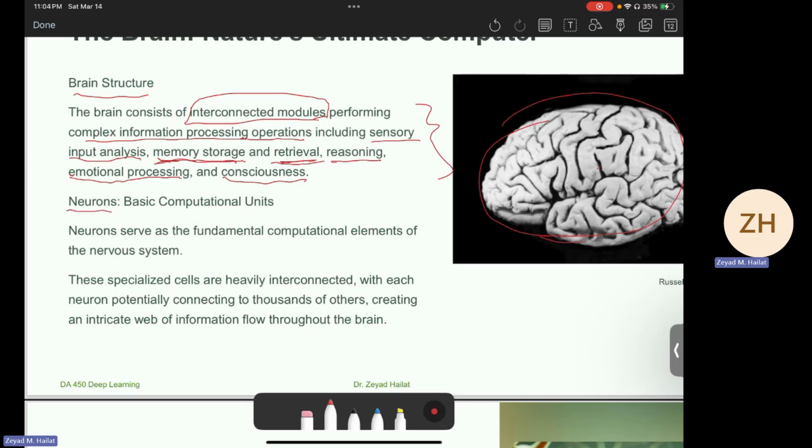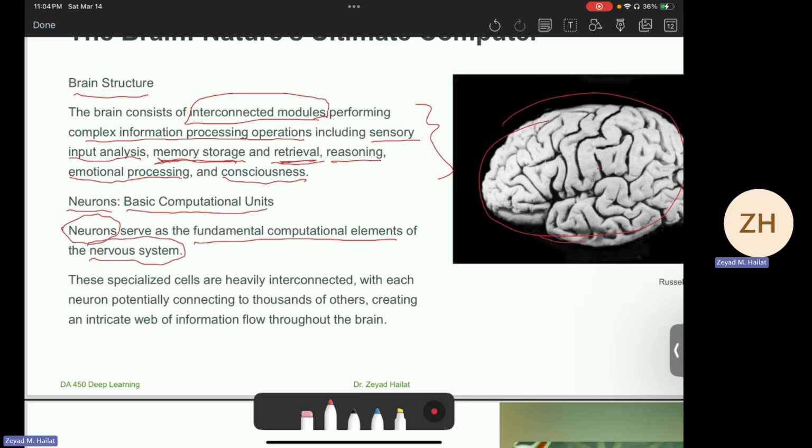Let's see how the neurons within our nervous system are working. Neurons in biology are the basic computational units. They are the main functioning unit within the human nervous system. The neurons serve as a fundamental computational element. Whenever I'm looking at something, smelling, touching, or feeling something, this will be processed within the neurons of my nervous system.